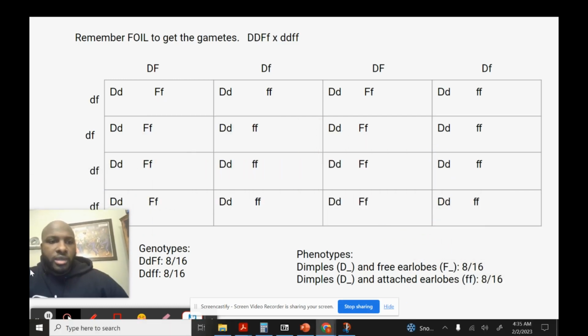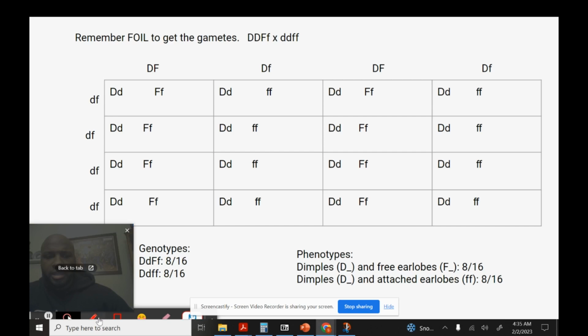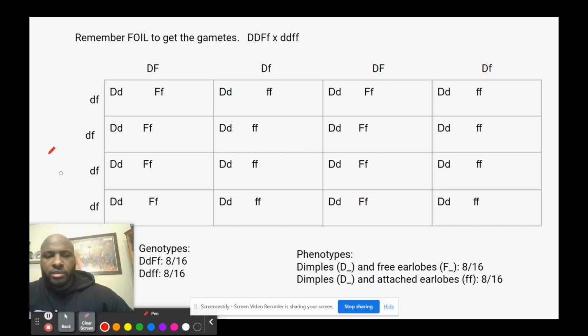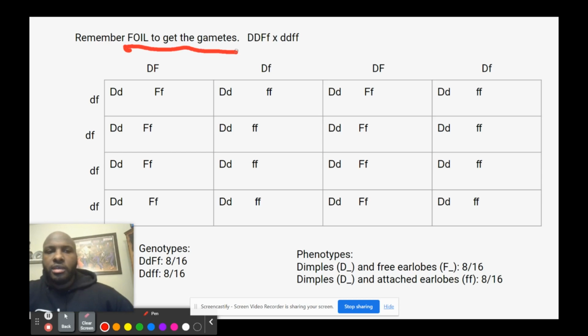All right, so what I've done for you is I've already created the dihybrid Punnett square. We've already gone over that. Remember, anytime we do a dihybrid cross, we want to make sure that we go through our FOIL process to get our gametes. And as you can see, the gametes are here.